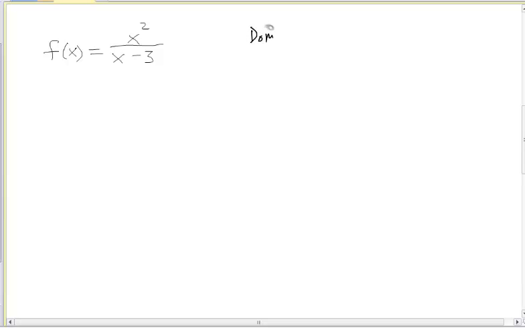So the domain of this function is everywhere except for where the denominator is 0. In this case, that's 3. So we have negative infinity to 3 and 3 to infinity. Now this is important because when we're answering a question about increasing and decreasing or relative maximums and minimums, we can't have 3 being any of those points because the function doesn't exist there.